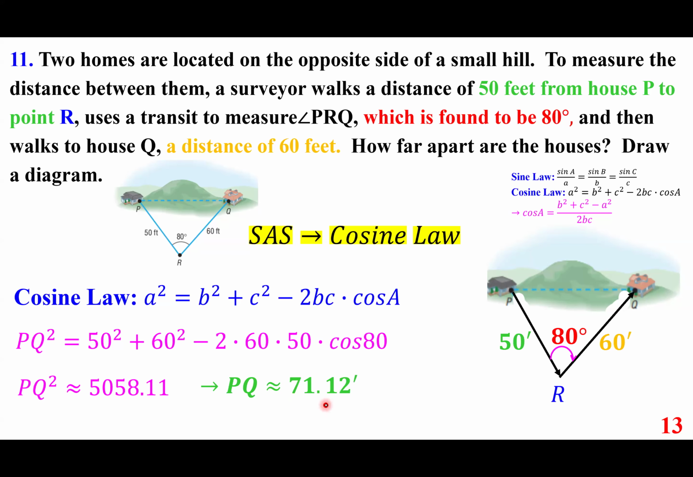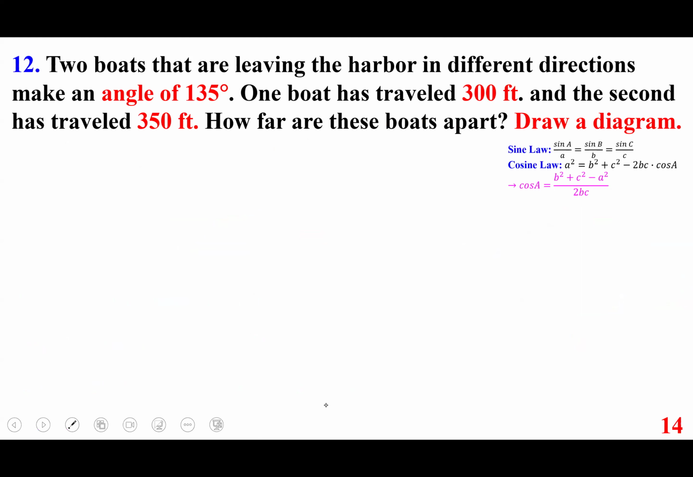So pretty straightforward, everybody. Here's an example that we have to put them together. Two boats that are leaving the harbor in different directions make an angle of 135 degrees. One boat has traveled 300 feet and the second one 350 feet. How far are these boats apart?